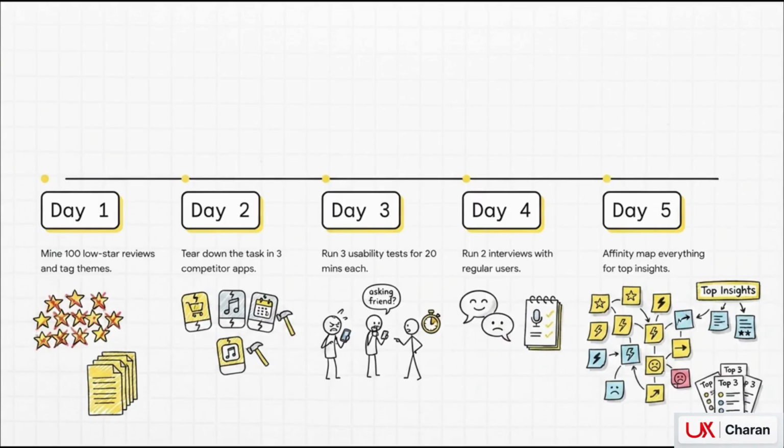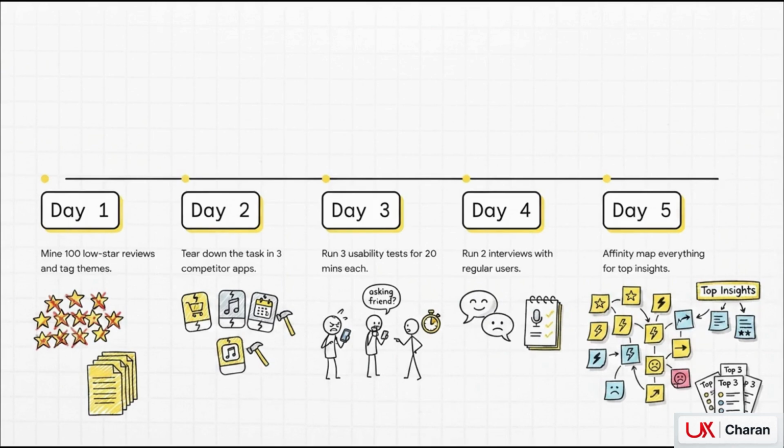On day 1, you sit alone and mine 100 low-star reviews to find the biggest pain points. Day 2, you systematically tear down 3 competing apps. Day 3, run 3 usability tests on that frustrating app just by asking friends or people around you. Day 4, you run 2 proper user interviews. And finally, on day 5, you affinity map all of that awesome data and write out your top 3 insights using our formula.